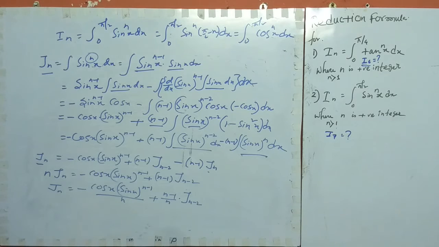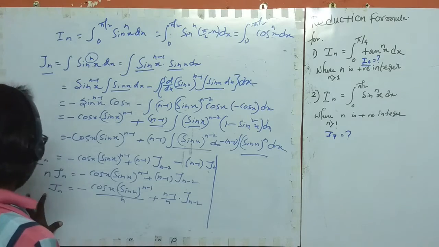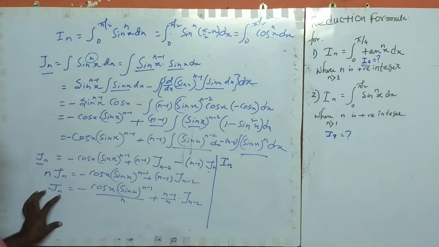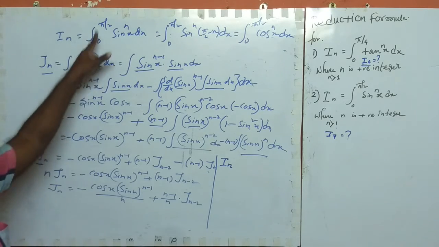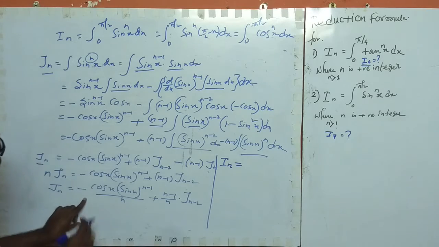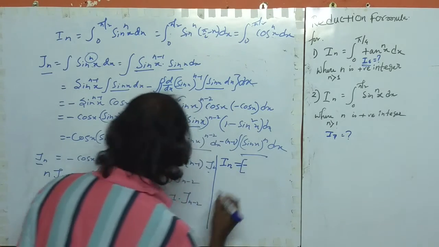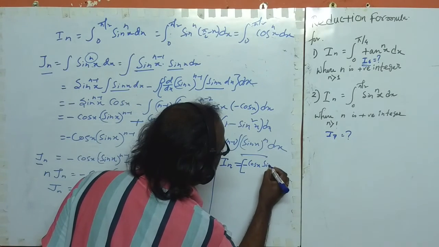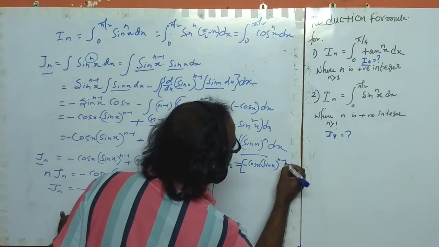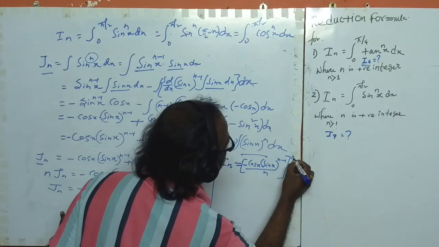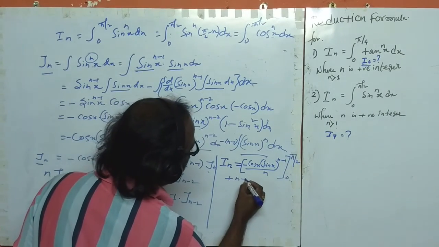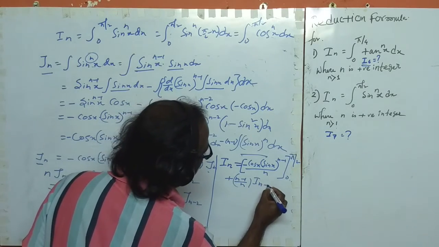Without limit. If we use the limit here, we have to write In, that is, we have to use the limit 0 to pi by 2, and that is equal to, using this part, minus cos x sin x to the power n minus 1 by n from 0 to pi by 2, plus n minus 1 by n, this also In minus 2. Okay.